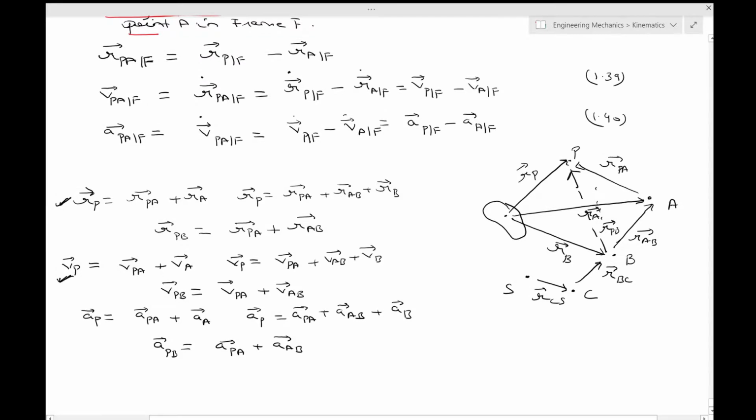I mean, it's not just now OAB, you can have this point C and S also into the picture. In that case you can have APS is equal to APA plus AAB plus ABC plus ACS. Okay, so this is all equation 1.41.